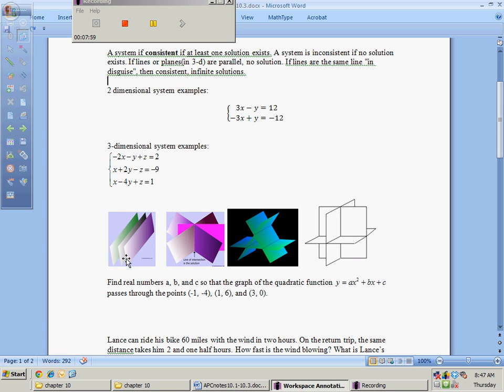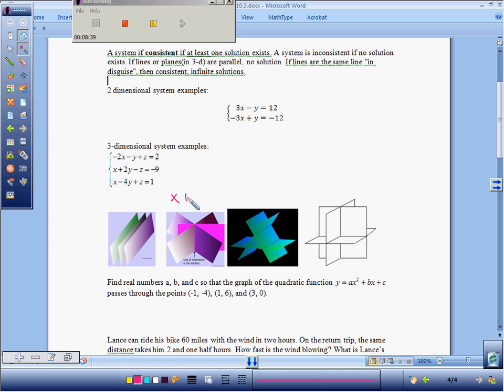You could have 3 parallel planes, in which case you would have no solution, right? You could have planes intersecting at one line, in which case if I solve this system and I end up with something like x plus y equals 7, you can end up with just a line as your solution, in which case you would have infinite solutions, okay? Or you could end up with these planes intersecting in 3 lines. That's kind of hard to see on both of these. But see how they can intersect in 3 places like that? And that would be no solution.